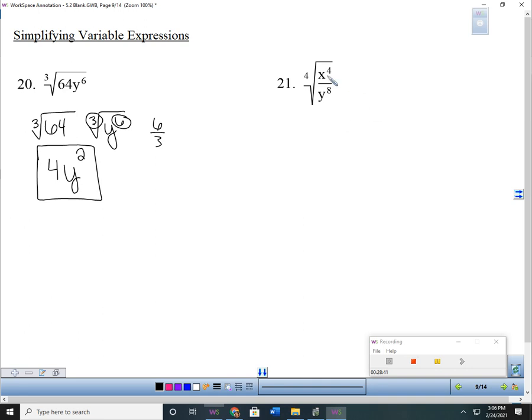All right. So if you look at these, what do you notice about both of these? The number on top, that's a perfect cube, yes. This is a perfect cube, or not cube, sorry, 4th root. So I'm going to take the 4th root of the top, and I'm going to take the 4th root of the bottom. What is the 4th root of x to the 4th? X. And the 4th root of y to the 8th? So y to the 2nd, and then I'm done.